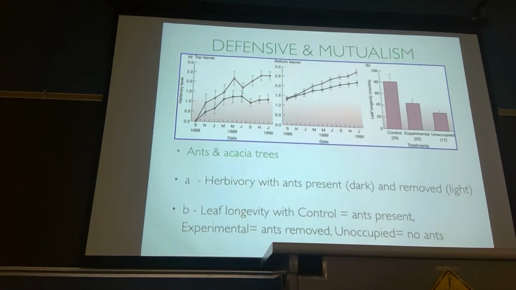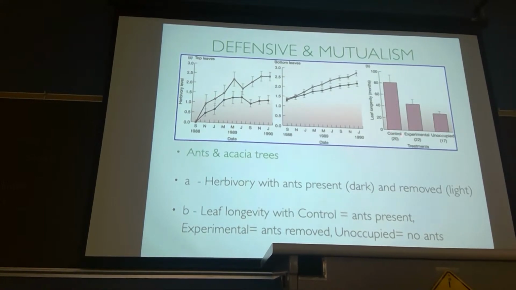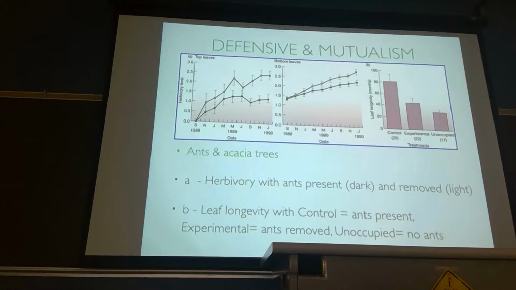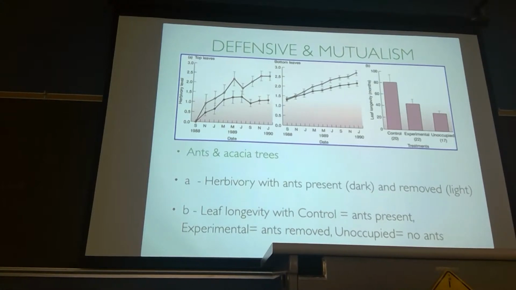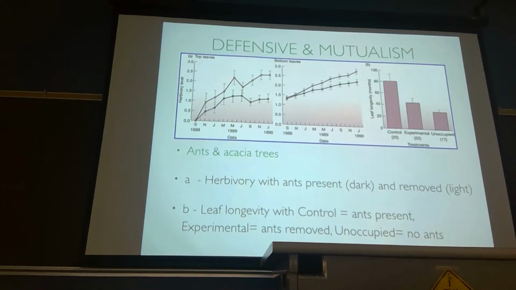And then we also see that the leaves last longer in the control experiment here when the ants are present. The tree is able to hang on to its leaves longer when ants are there than when we remove the ants or when there aren't any ants on the tree at all. So again, it's a measure of herbivory, and the longer the leaf is on the tree, obviously it hasn't been eaten by a herbivore. And so the presence of ants really does act as a protection for the plant.